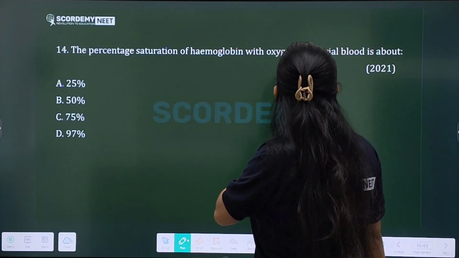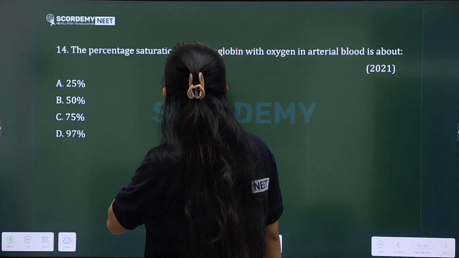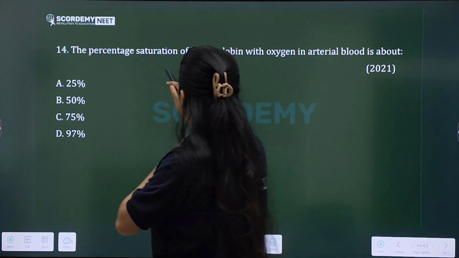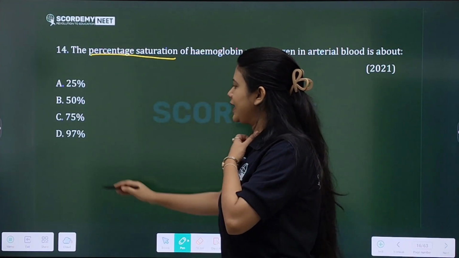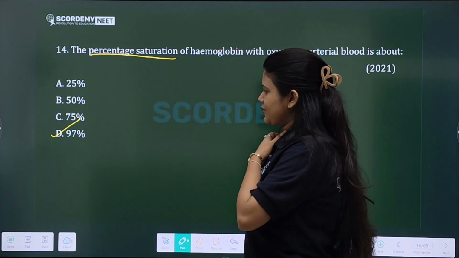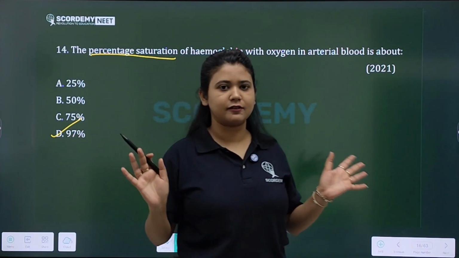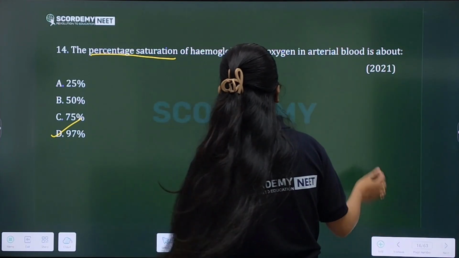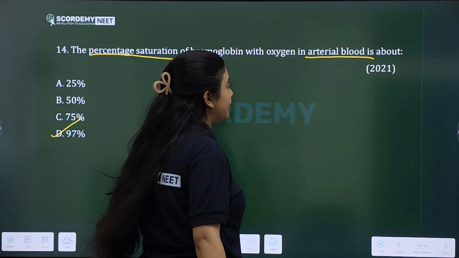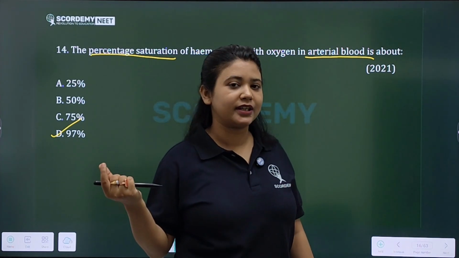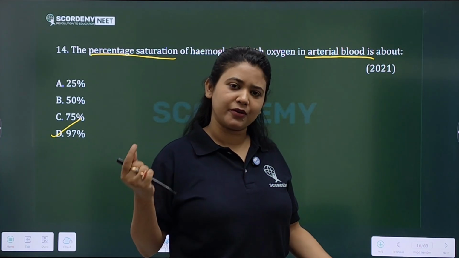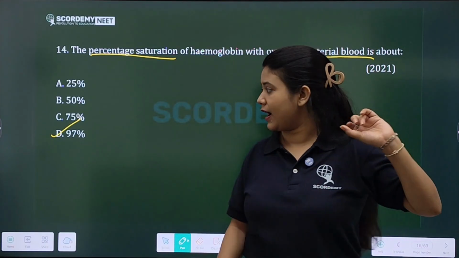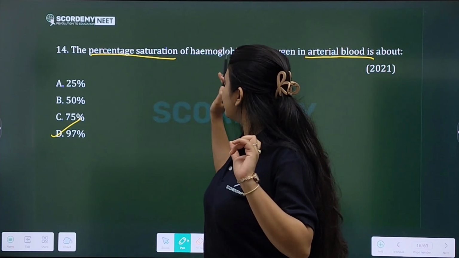Then, the percentage saturation of your hemoglobin with oxygen in arterial blood is about. The percentage saturation is 97%. So again, keep in mind that these are important NEET facts and figures you have to memorize. Arteries carry pure, or oxygenated, blood, which is why in arterial blood you will find 97% saturation of hemoglobin with oxygen.